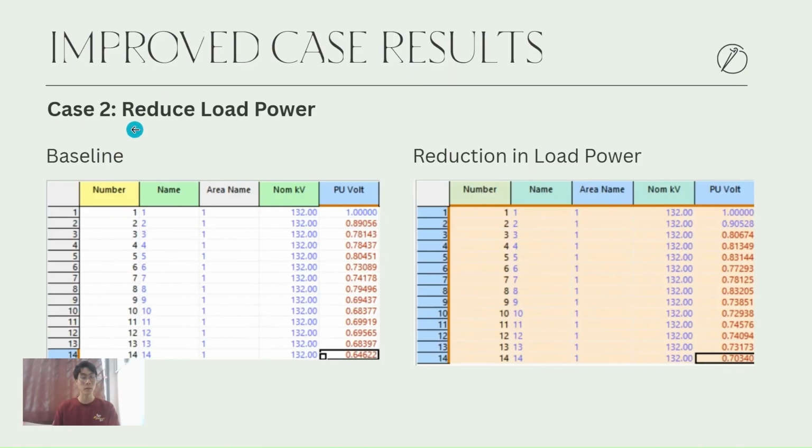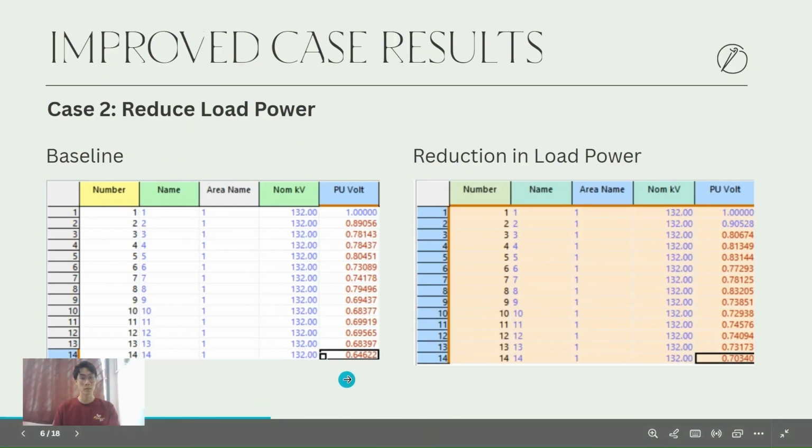Now let's talk about method 2 to improve the result, which is to reduce load power at bus 14. This is the baseline result, and this is the reduction in load power. We can see that the result is also increasing.